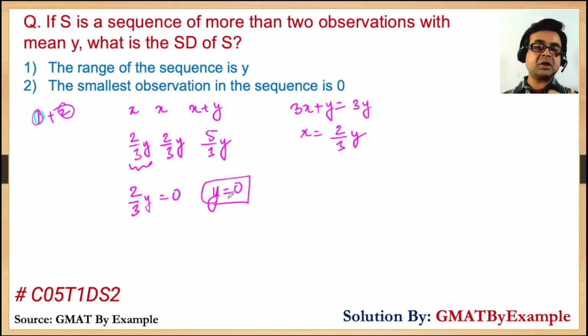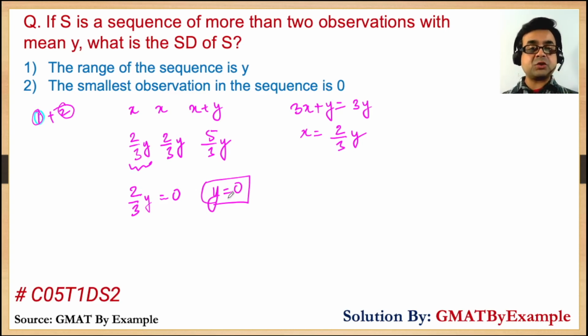Basically, doesn't matter what, if I were to satisfy these three conditions, the mean of the sequence is 0, the range of the sequence is 0, and the first number in the sequence is 0, the only way this can happen is if all the numbers in the sequence are 0. And the significance of that is, since all the numbers are the same, whether they're 0 or not, the standard deviation is going to be 0. So now I have a unique value of standard deviation, and this question will be sufficient.